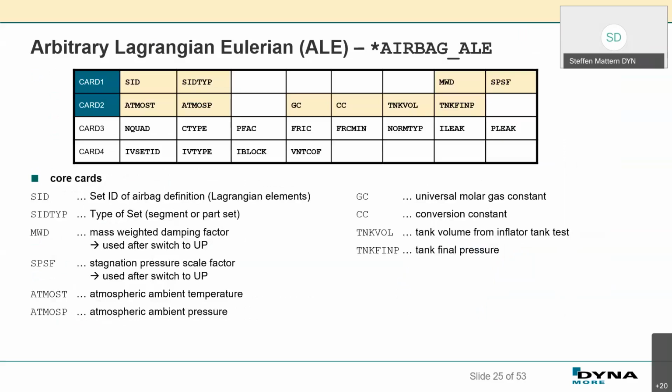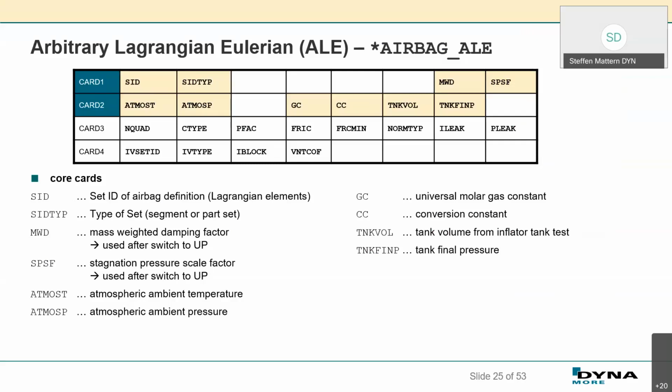So as I already said, ALE had been available before it was applied to airbags. In order to improve the usability, a dedicated keyword, Airbag ALE, is available today, where some features of other ALE-related keywords are combined. In other words, you can probably set up an ALE airbag without even using this Airbag ALE keyword, but in this seminar today, I will focus on the Airbag ALE.